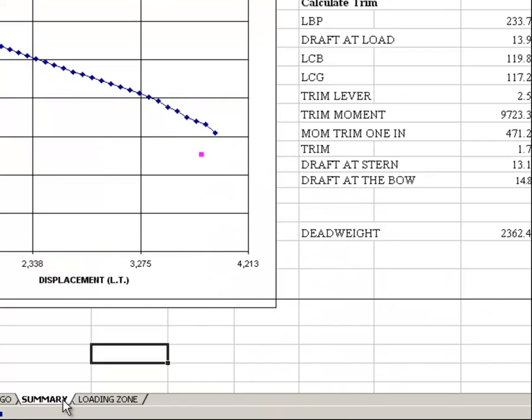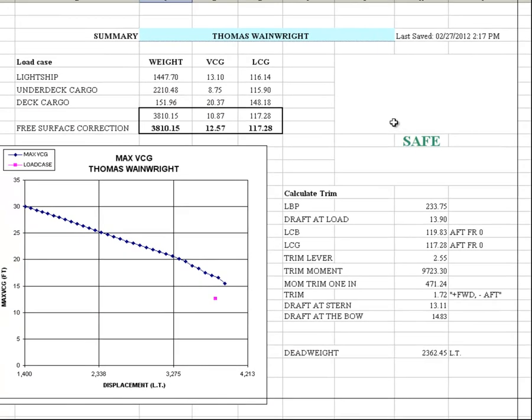Moving on to summary sheet, the green safe word is what we are looking for. The dead weight is shown here. The draft, the trim, and the overall displacement and vertical and longitudinal center of gravity are also shown here. The curve shows the status of the load condition. If the pink dot is under the curve, the condition is safe.